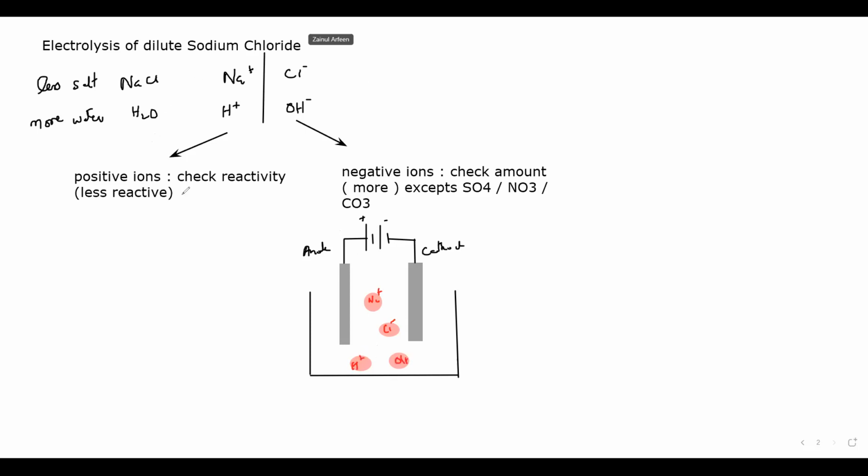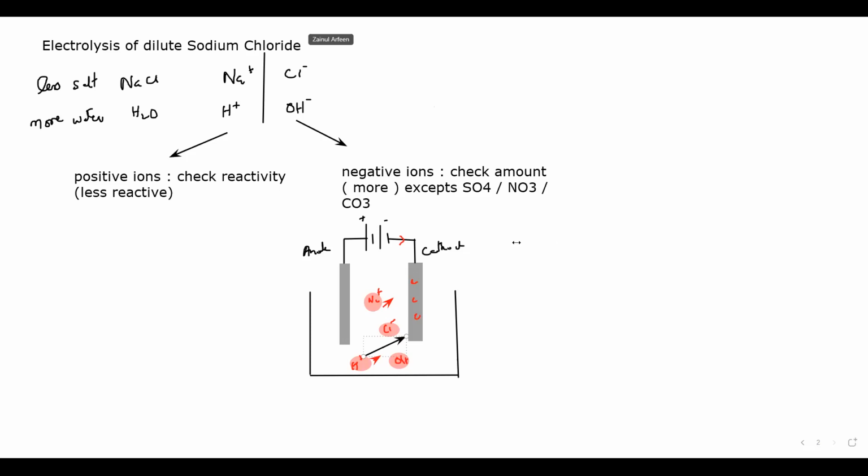Now what happened for positive ion? We check the reactivity. The less reactive will move. So which one is less reactive? The electrons move from negative terminal and move towards the cathode. So both positive ions are attracted. Attraction is there for both. But which one is able to discharge? The hydrogen, because hydrogen is less reactive, so hydrogen is able to discharge.